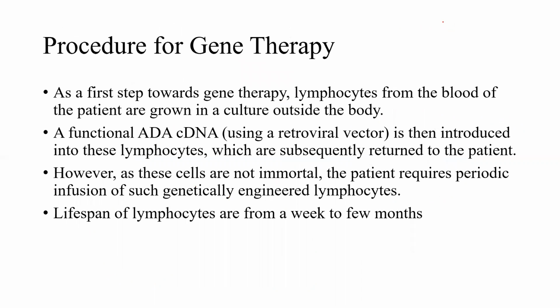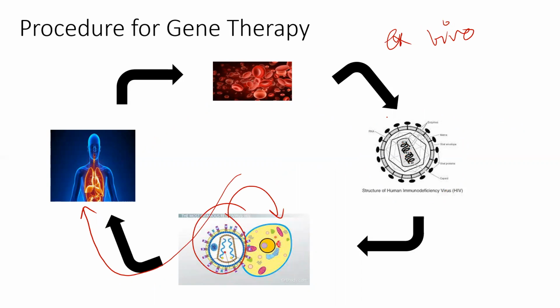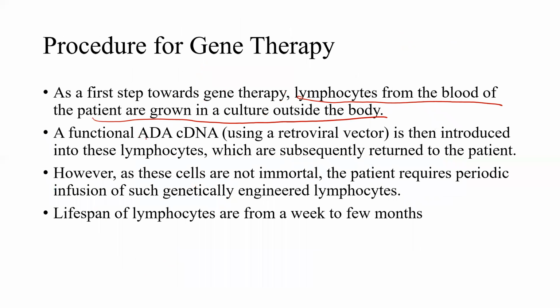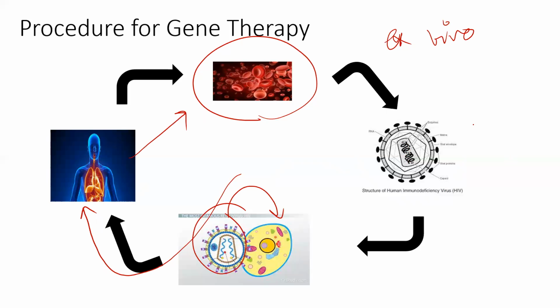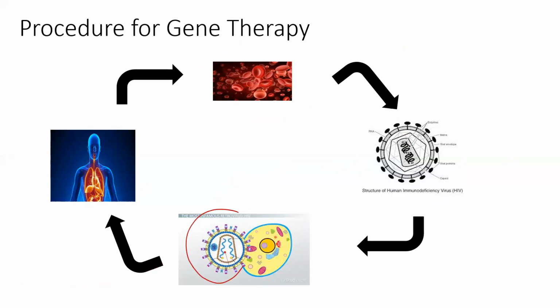So let me look into the text now. As a first step towards gene therapy, lymphocytes from the blood of the patient are grown in a culture outside the body. So the lymphocytes are taken out of the body, as I mentioned before. A functional ADA-cDNA gene using a retroviral vector is then introduced into these lymphocytes, which are subsequently returned to the patient. The ADA gene has been incorporated into the retroviral vector, which is allowed to infect the lymphocytes, and then they are returned back to the patient.